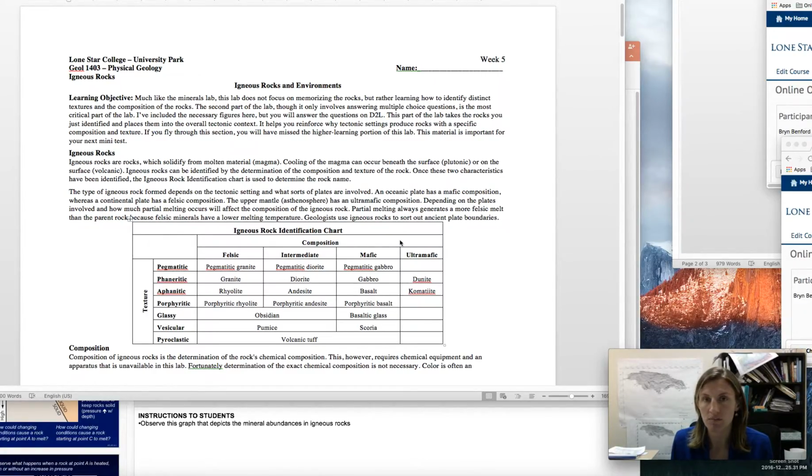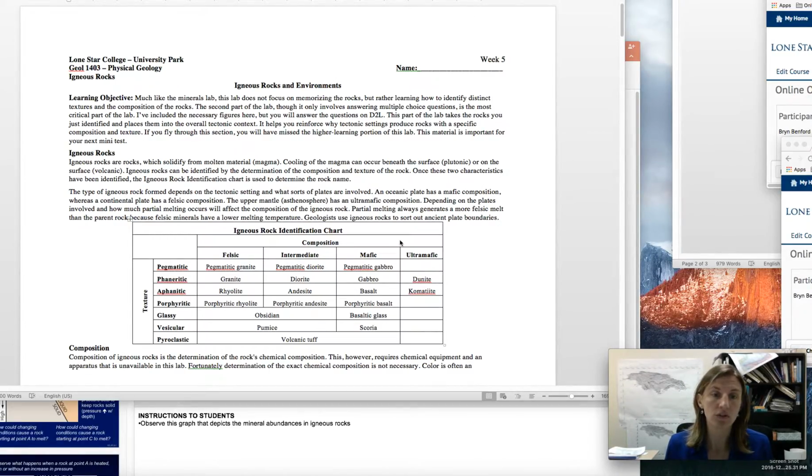So even though it's just multiple choice, make sure that you're really trying to focus and use all the information available to you to try and figure out that part of the lab, because that's very important to get. As with the minerals lab, you are learning a skill set for how to go about identifying rocks. So I don't want you to think that you're memorizing the rocks. You're going to work on how do you determine different characteristics of an igneous rock.